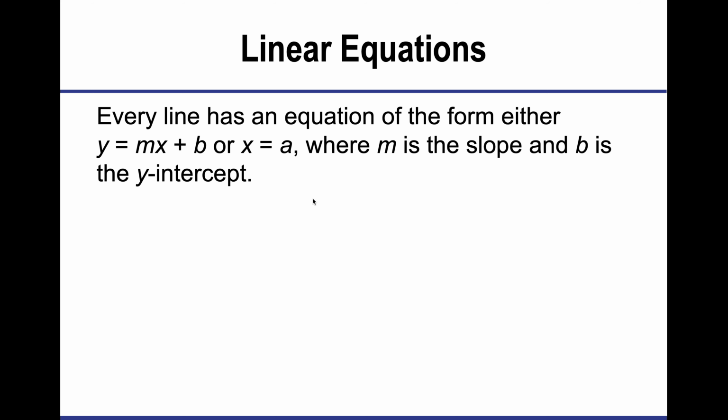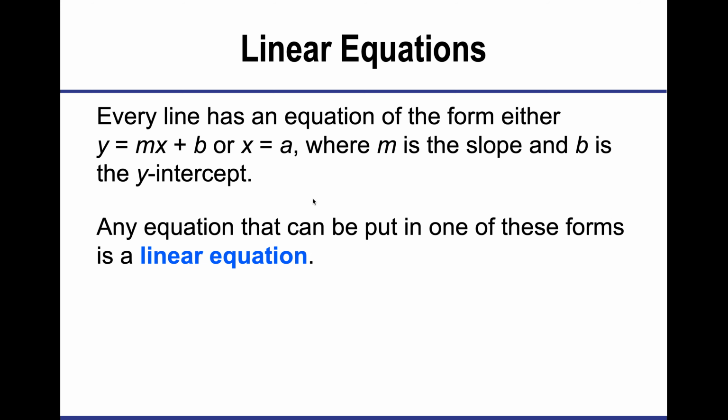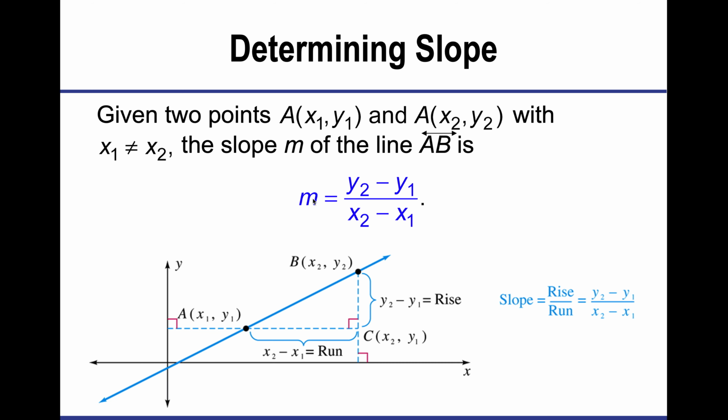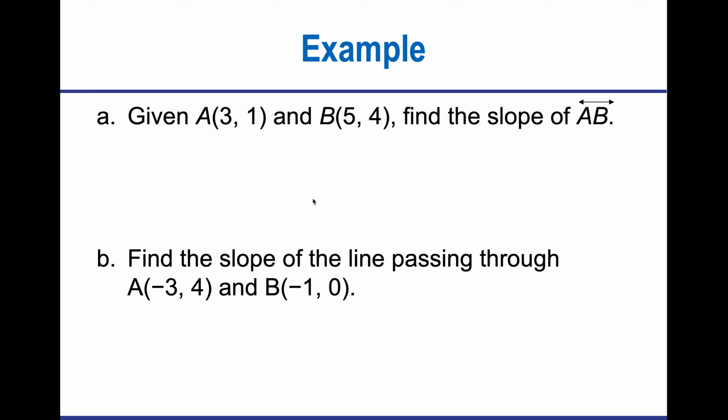Every line has an equation that is either going to be in the form of y equals mx plus b or x equals a, where m is going to be the slope and b is the y-intercept. So we can express every single line using one of those two. Any equation that can go into those forms is called a linear equation. So given 2 points, I can find the slope between those 2 points using the formula y2 minus y1 over x2 minus x1. Or if I'm given the graph, I can just count my rise over my run.